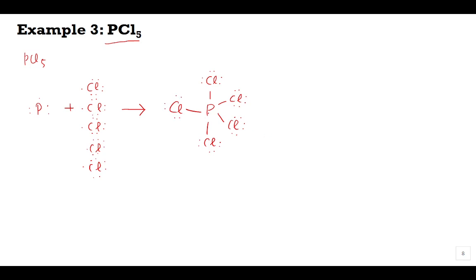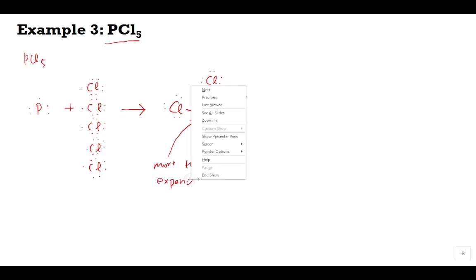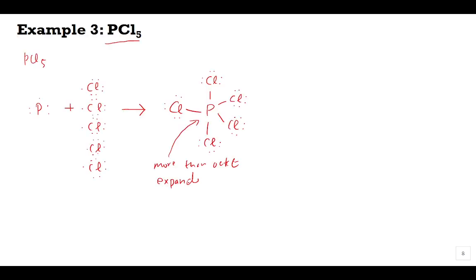But P here is not octet, right? Even though it is not octet, this is actually more than octet. So is it possible to have more than octet? What does it mean by more than octet? It means that it has more than 8 electrons: 1, 2, 3, 4, 5, 6, 7, 8, 9, 10. So 10 valence electrons at P. This is possible because phosphorus is an exception. We call that expanded octet. Okay, expanded octet.